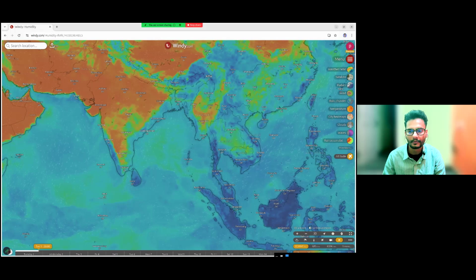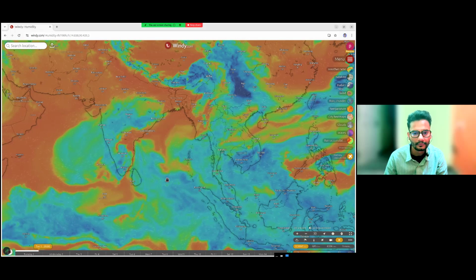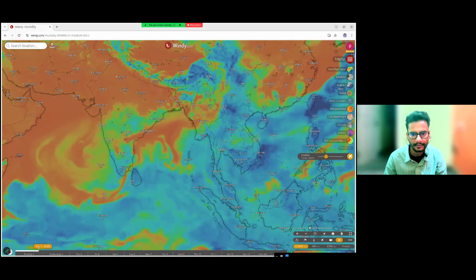And if we go a little bit up, let's move around. Let's move 3 kilometers up in the atmosphere. It will give you a beautiful picture. And so let's analyze it. So here we can see that there is a cyclonic circulation which is situated over southern peninsula India. Let's move a little bit lower for clarity.